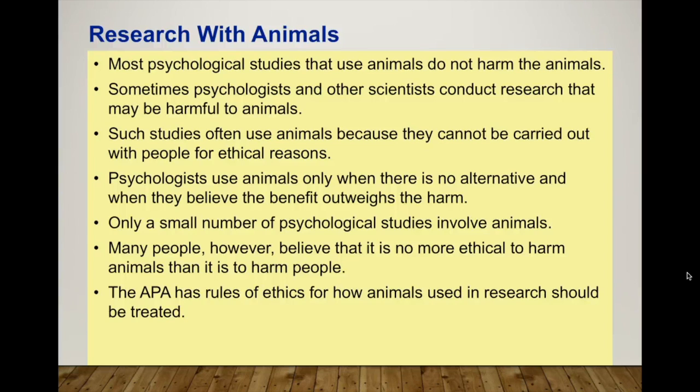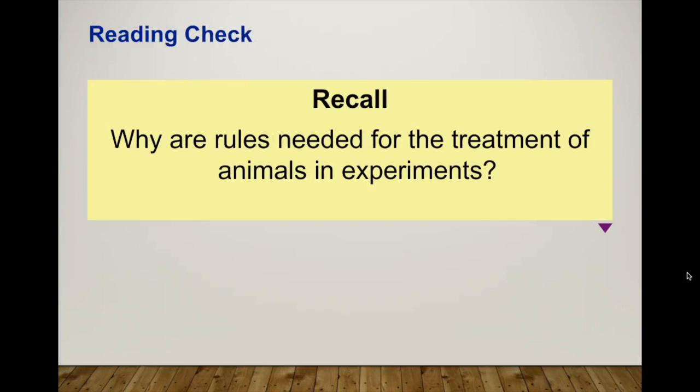Many people, however, believe that it is no more ethical to harm animals than it is to harm people. The APA has rules of ethics for how animals used in research should be treated. Why are rules needed for the treatment of animals in experiments?